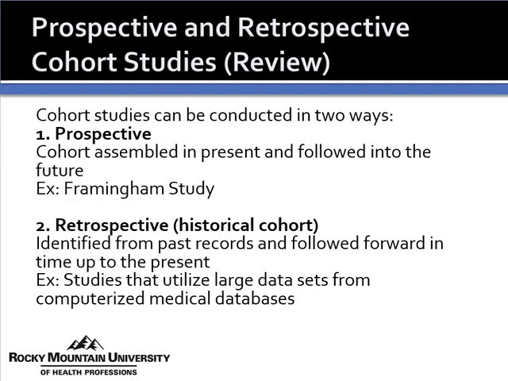There is also the retrospective or historical cohort. And so what's going on here is you've got individuals who were assembled at one time and they were free from injury or disease at that time, but they were assembled in the past and you don't really know anything about potential risk factors for them.